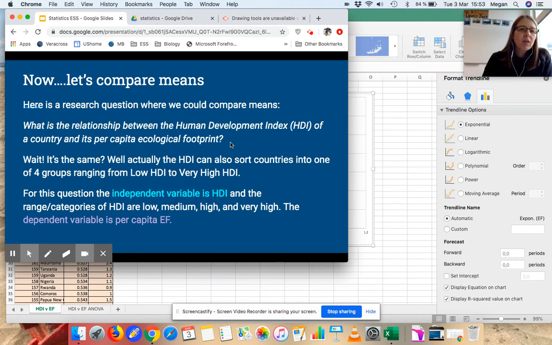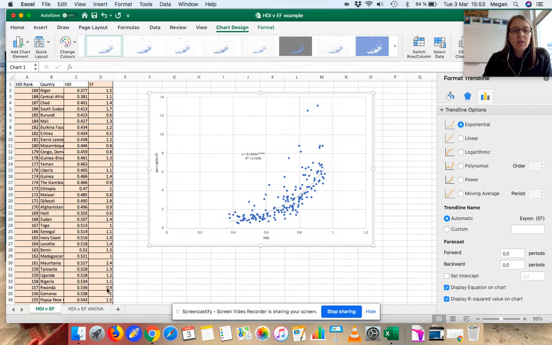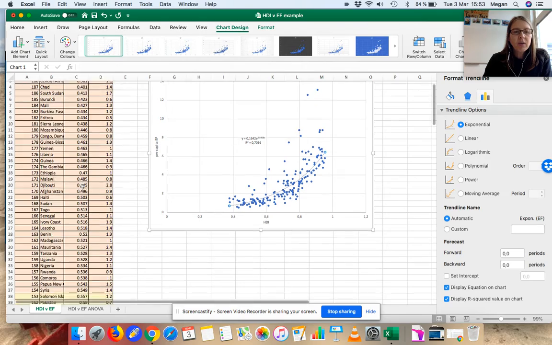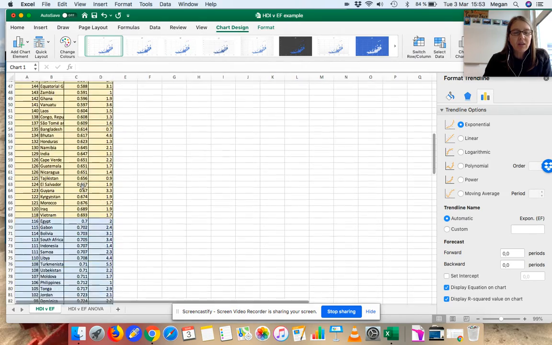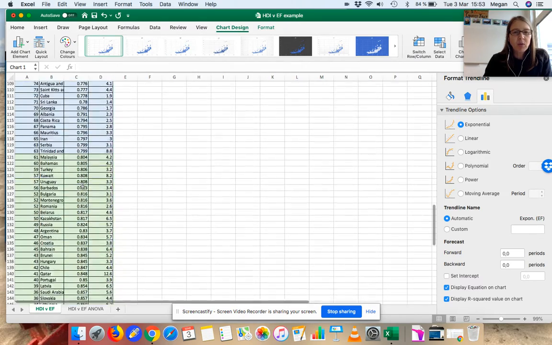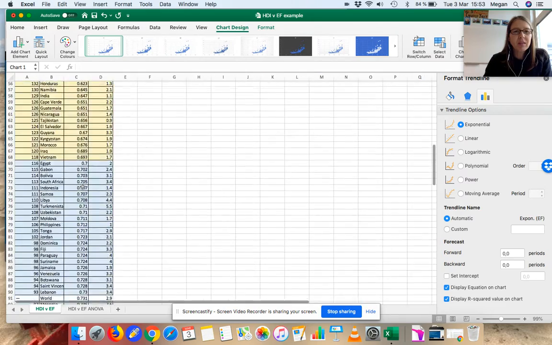The question we're going to look at is pretty much the same question, right? What's the relationship between Human Development Index and the per capita ecological footprint? But it turns out that the development index can also put countries into categories based on what their index is. They put them into 4 different groups. So you notice that I've color coded this into 4 different colors.